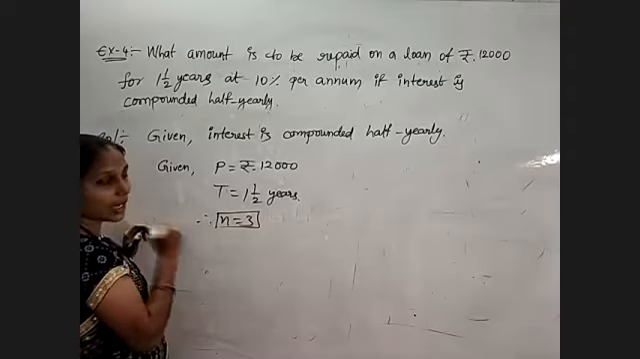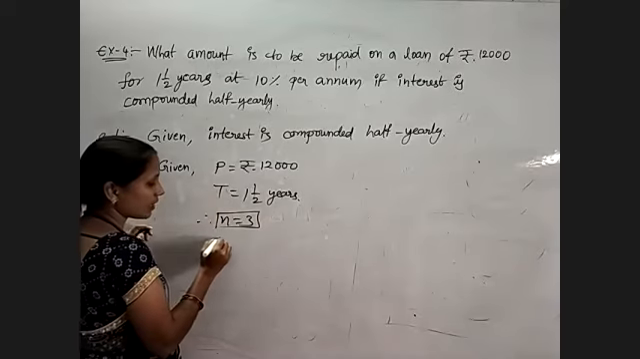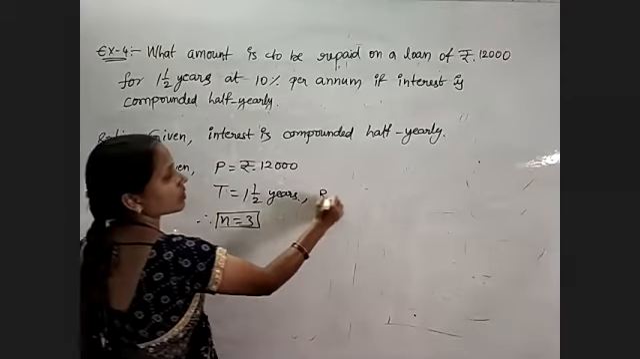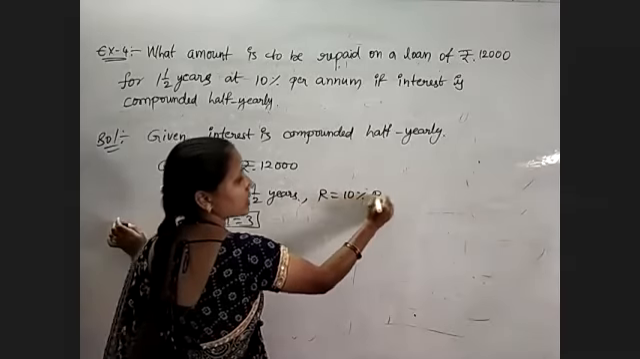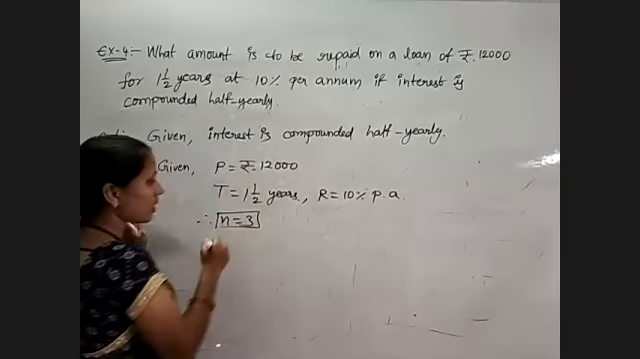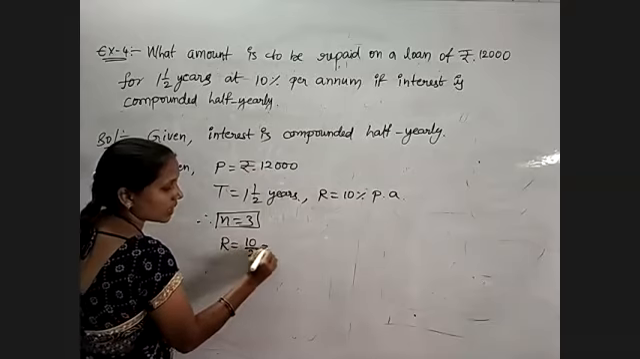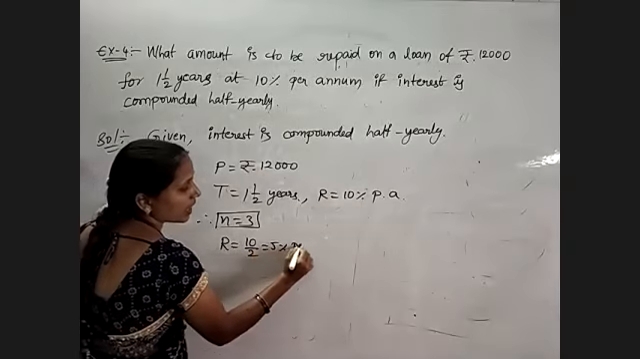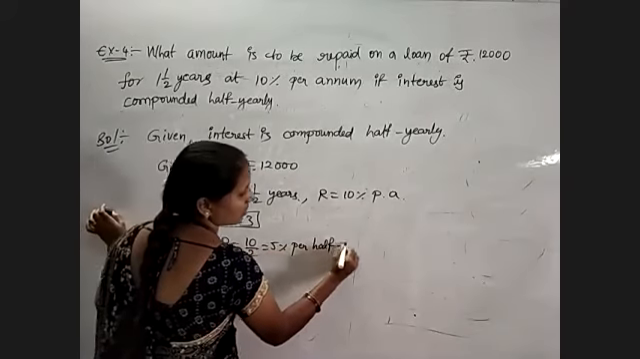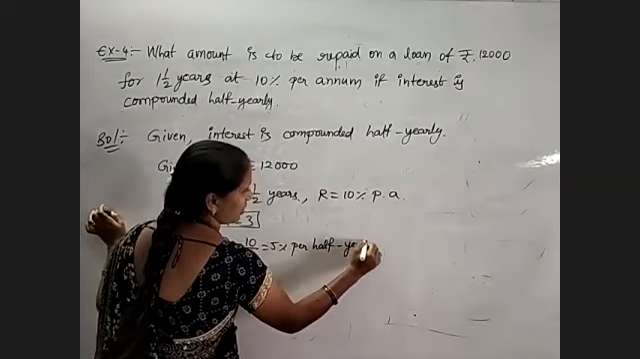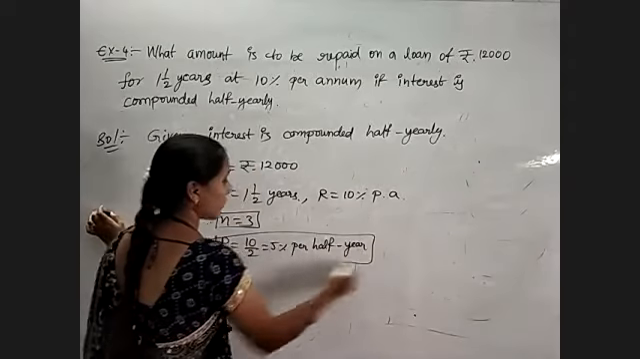Directly I am writing. Okay. And coming to the rate of interest. So given rate of interest is equal to 10% per annum. These are the given values. Now changed R value will be equal to 10 by 2, which is equal to 5% per half year. So these are my required values.